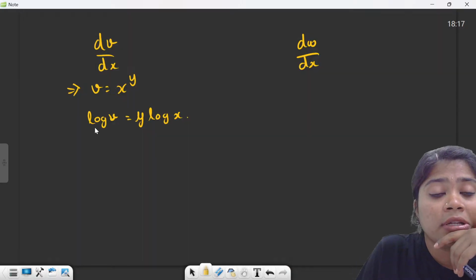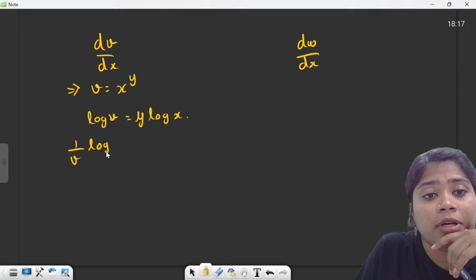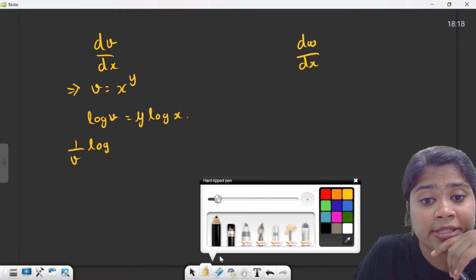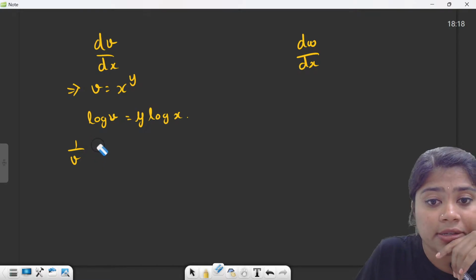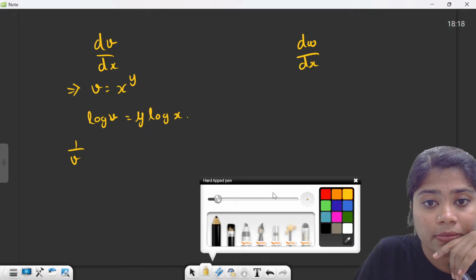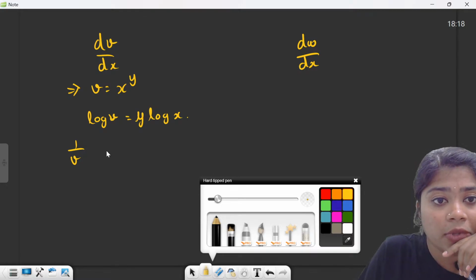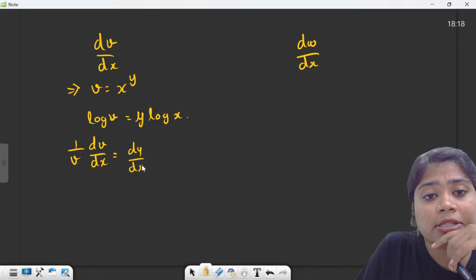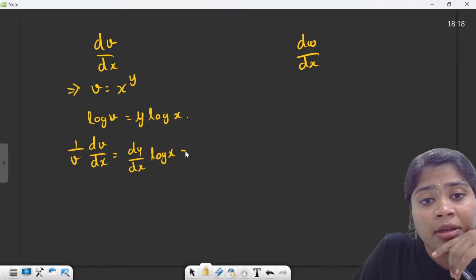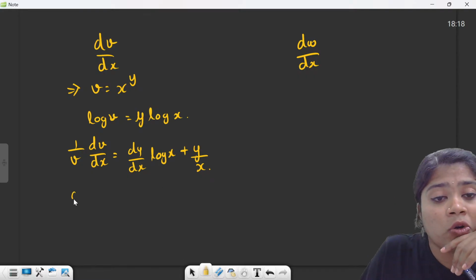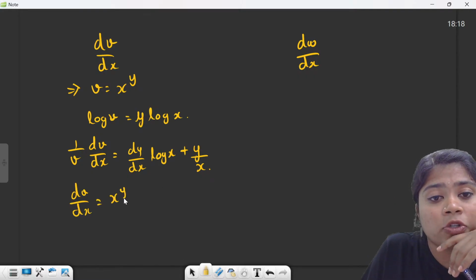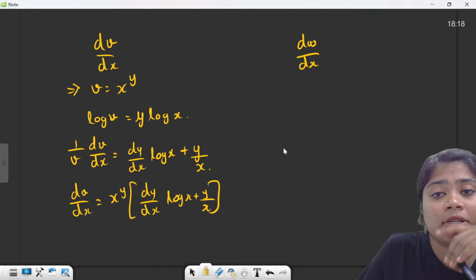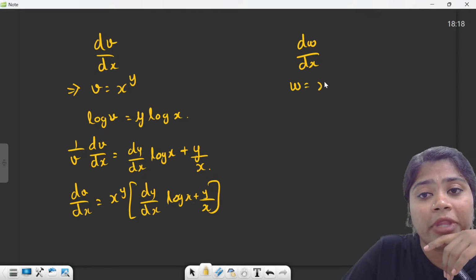So differentiate 1 by v, 1 by v dv by dx. dv by dx is equal to, when you differentiate this, log x will remain plus y by x. That's it. So dv by dx is equal to x to the power y, dy by dx log x plus y by x. So what is w? x to the power x.